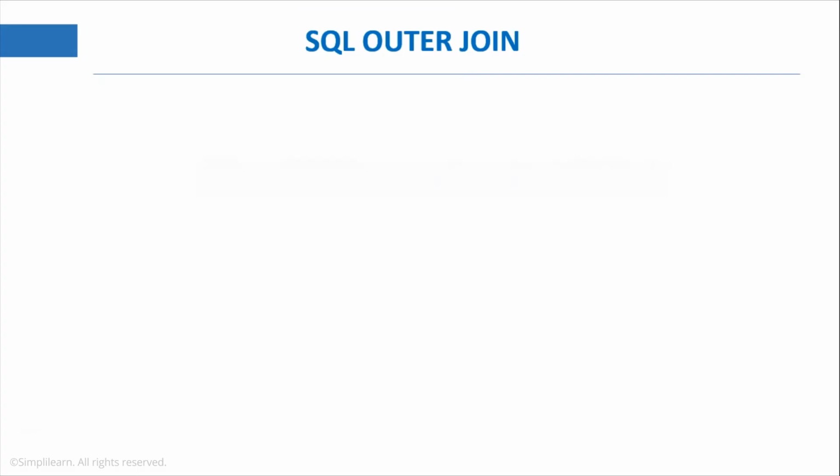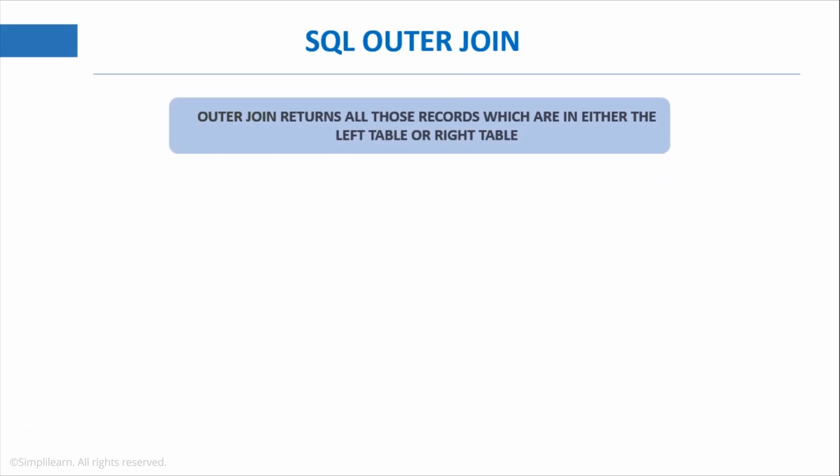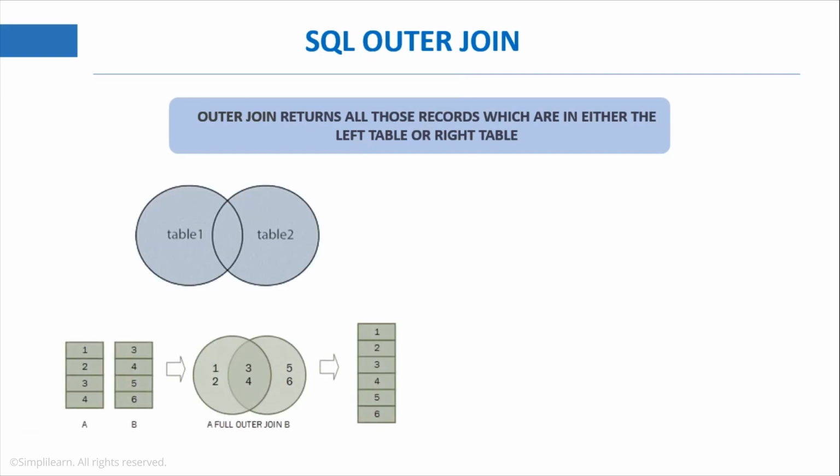Now before getting into the execution part, let us quickly discuss what is SQL Outer Join. The outer join statement returns all those records which are present in either the left table or the right table. For example, consider table A which has records 1, 2, 3, 4 and table B which has records 3, 4, 5, 6. If you apply the full outer join to these two tables, it will display all the records, that is 1, 2, 3 and up to 6.